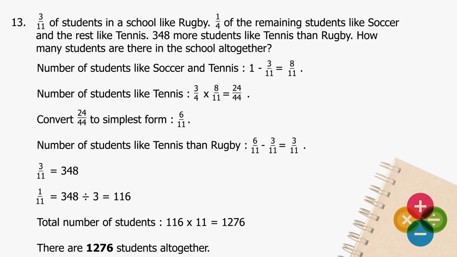3/11 is equal to 348. 1/11 will be, divide 348 by 3, and the quotient is 116. The total number of students will be, multiply 116 by 11, and the product is 1276. There are 1276 students altogether.